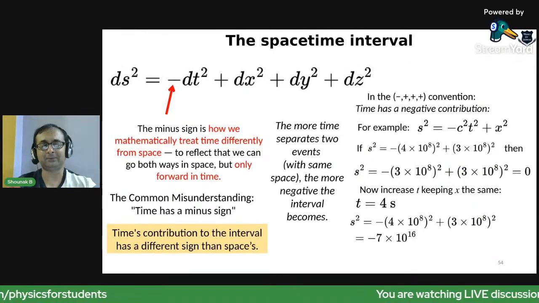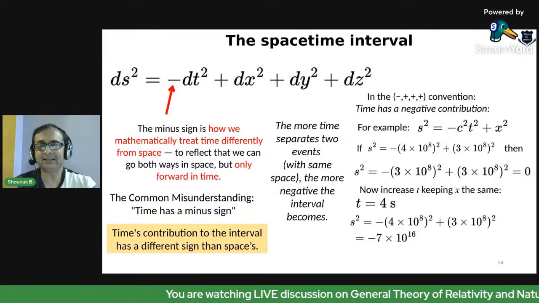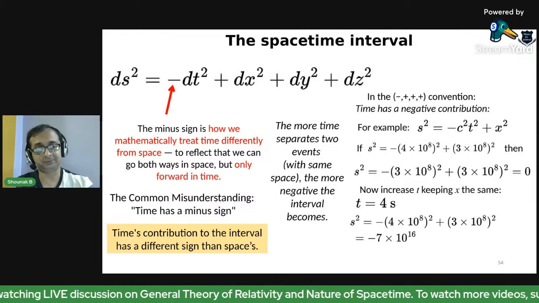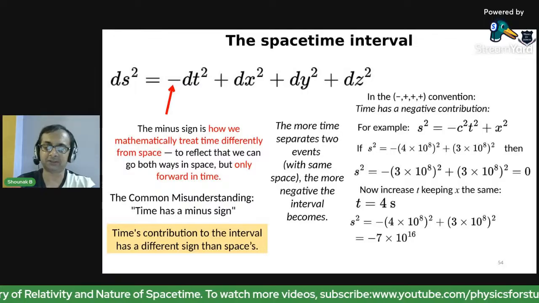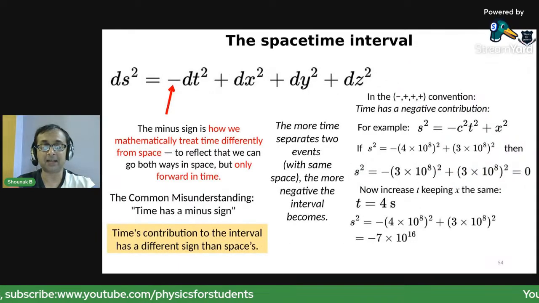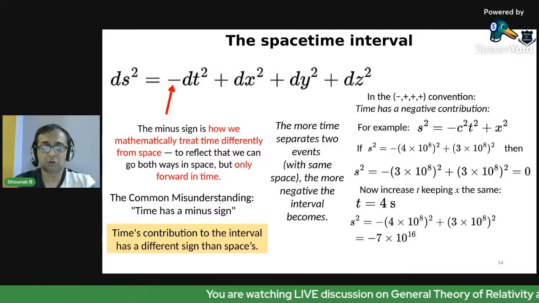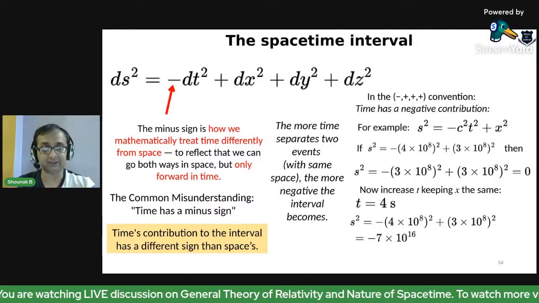So what we did in mathematics, or Einstein did, is the minus sign. It is basically telling how we treat time differently from space. I hope you get my point. Time is totally different from space. Why is time different? Because in this coordinate system, we can move up, down, plus, minus, etc., but in the case of time, it can only move forward. How will we denote that it is a different thing? We put up a minus sign. So the common misunderstanding is that time has a minus sign. No, time does not have a minus sign.